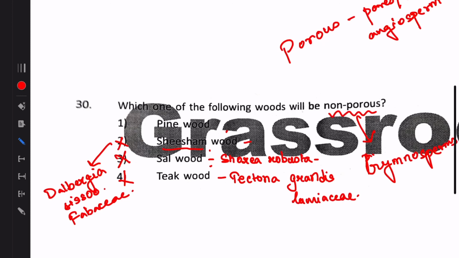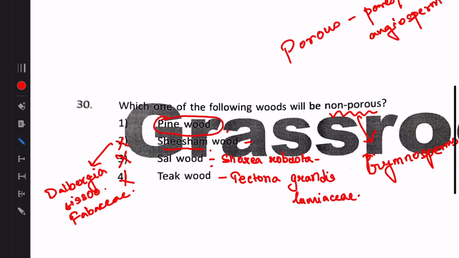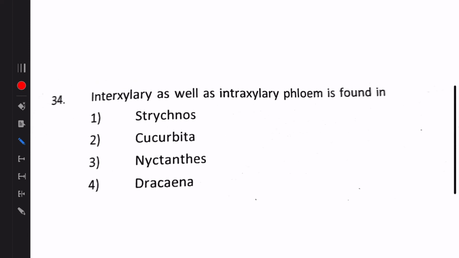First option showed us pine wood. What is pine? Pine is a gymnosperm. So gymnosperms have non-porous wood, so our answer will be 1. Next question: interxylary as well as intraxylary phloem is found in 1. Strychnos, 2. Cucurbita, 3. Nyctanthus, and 4. Dracaena.